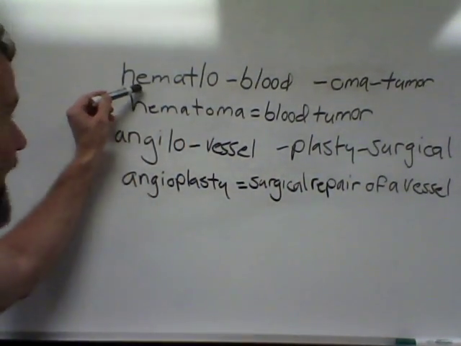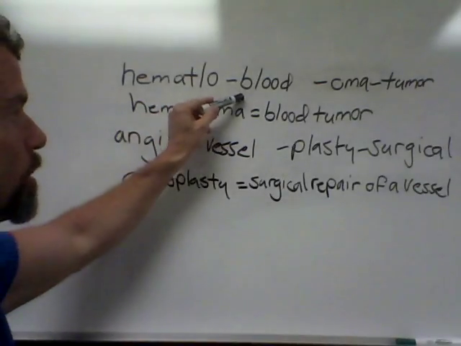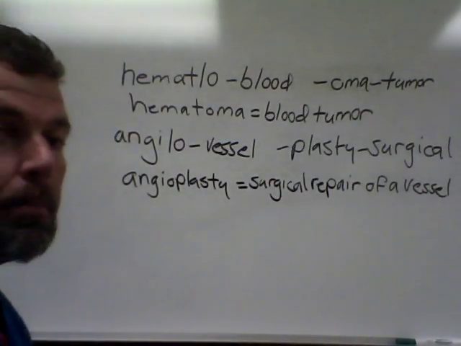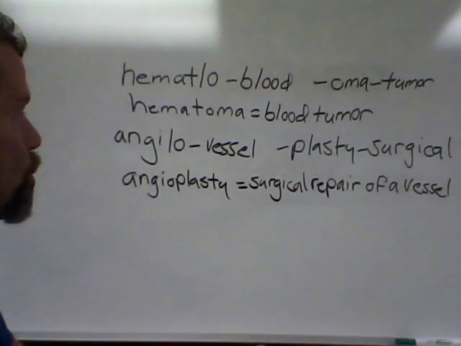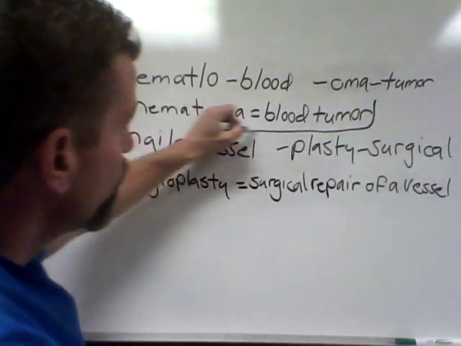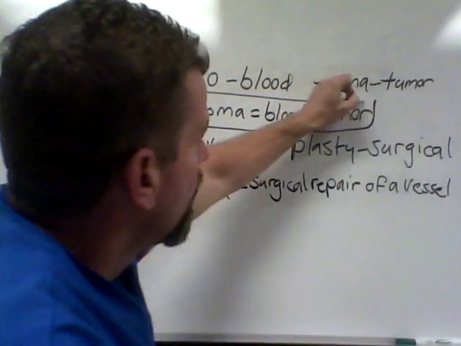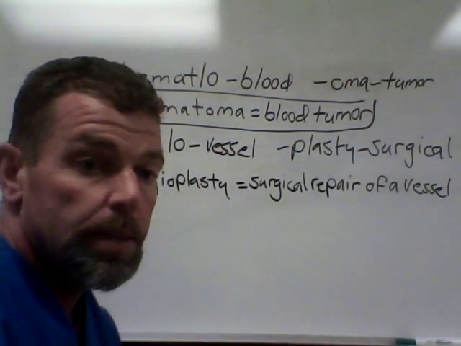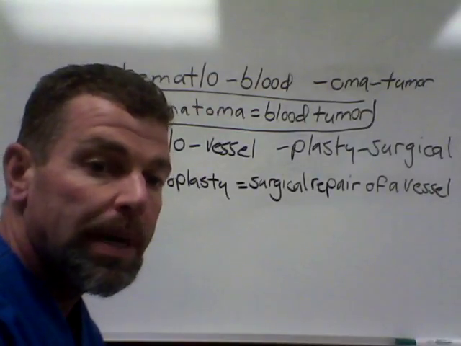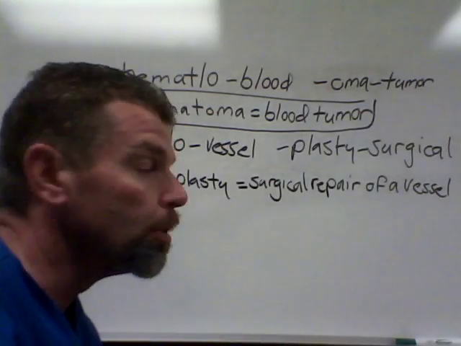Hemato is a combining form that means blood. The suffix oma means tumor, and if we combine the two, hematoma is a blood tumor. We typically refer to a hematoma as a bruise, but in actuality it is a blood tumor.